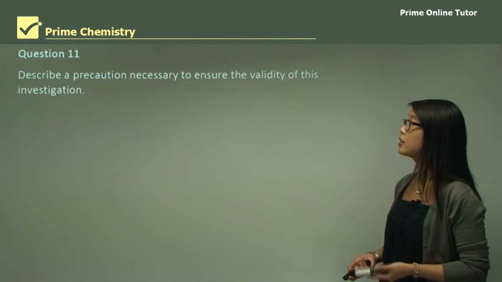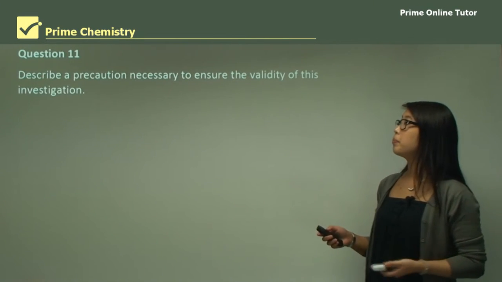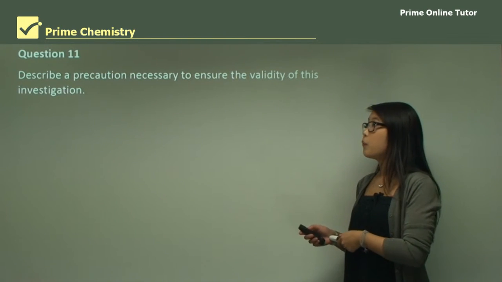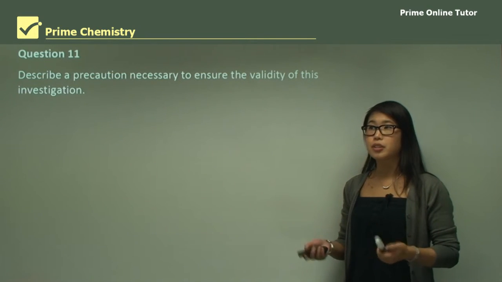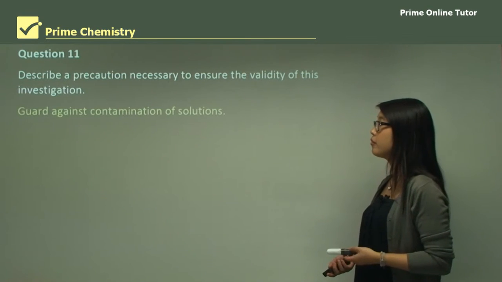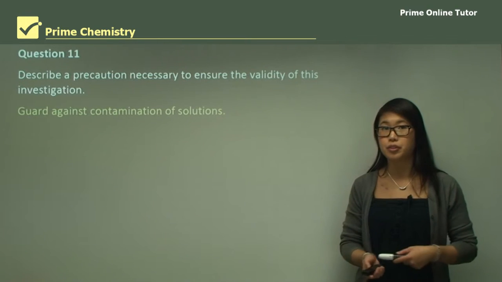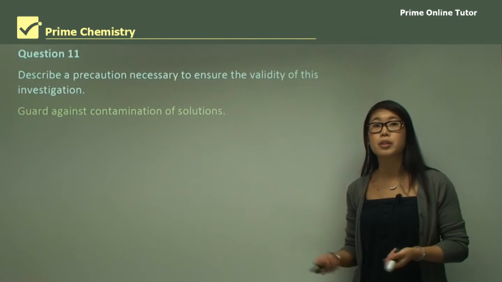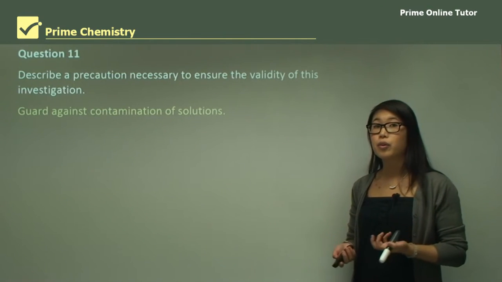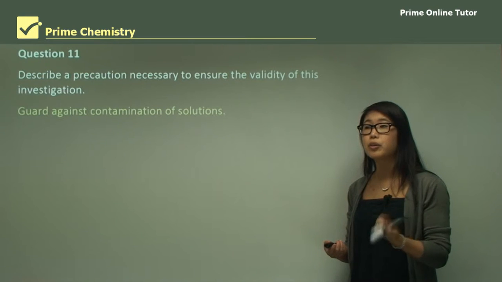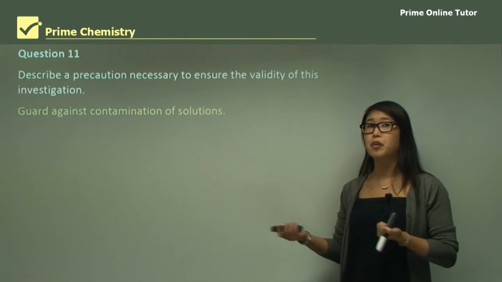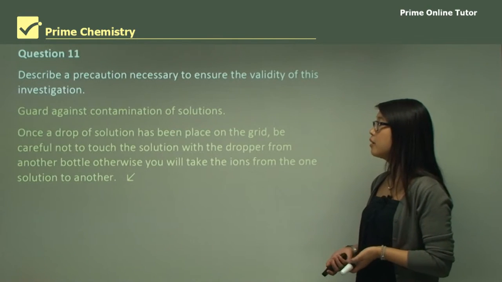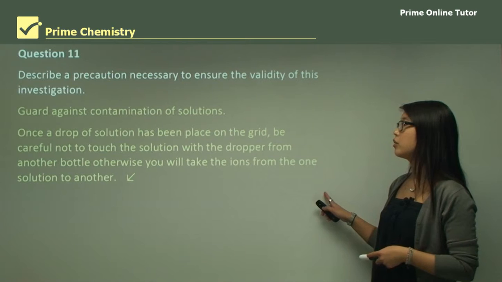With some questions, we can describe a precaution necessary to ensure the validity of this investigation. What do we need to do to make sure our results are valid? We need to guard against contamination of the solutions. If we contaminate the solution, it's not going to give us accurate results, because what we're looking for is not what we have in the beginning. If we want to look for barium and we have copper in there, the copper can interfere and give us a false positive.